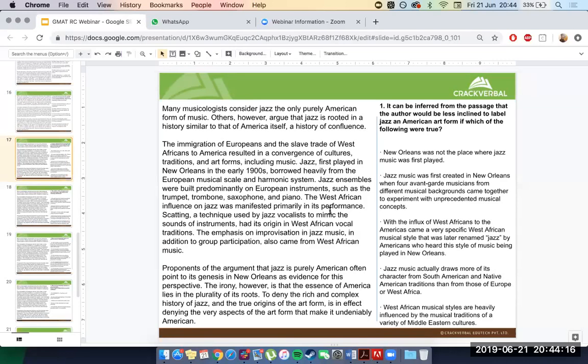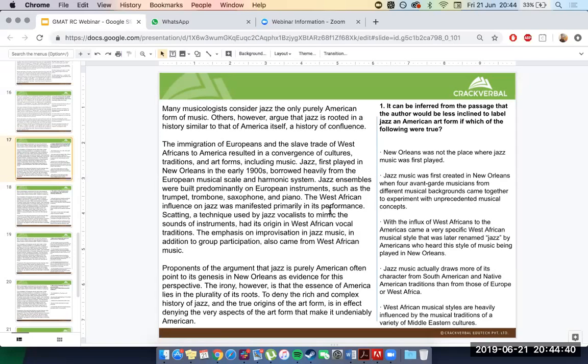Proponents of the argument that jazz is purely American, so people who believe that jazz is purely American, often point to its genesis in New Orleans as evidence for this perspective. Great. So there, we know that there were two groups of people: pure American, and then confluence or not American. The ones who say pure American, they're like, hey, it's pure American because it started in New Orleans.